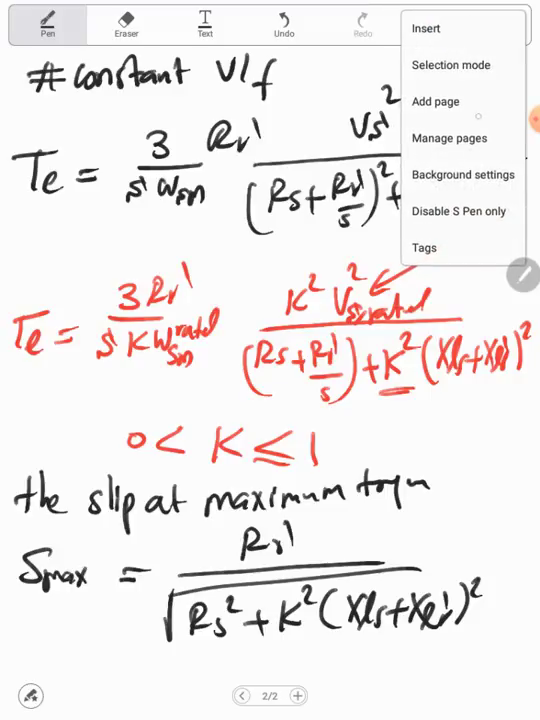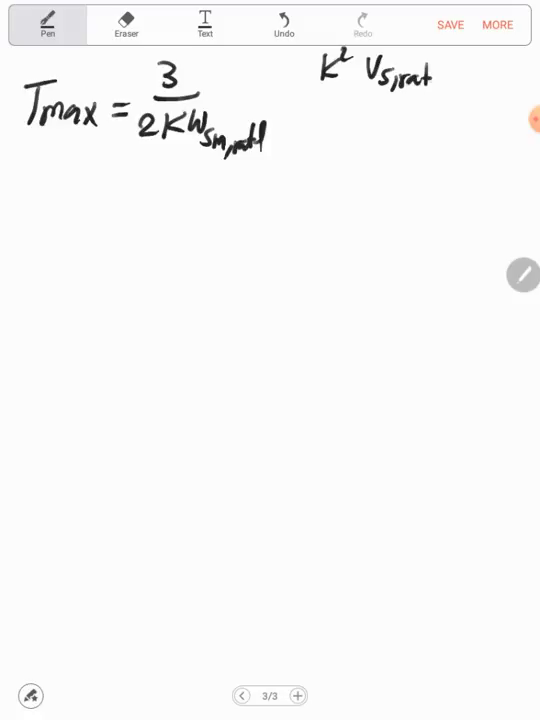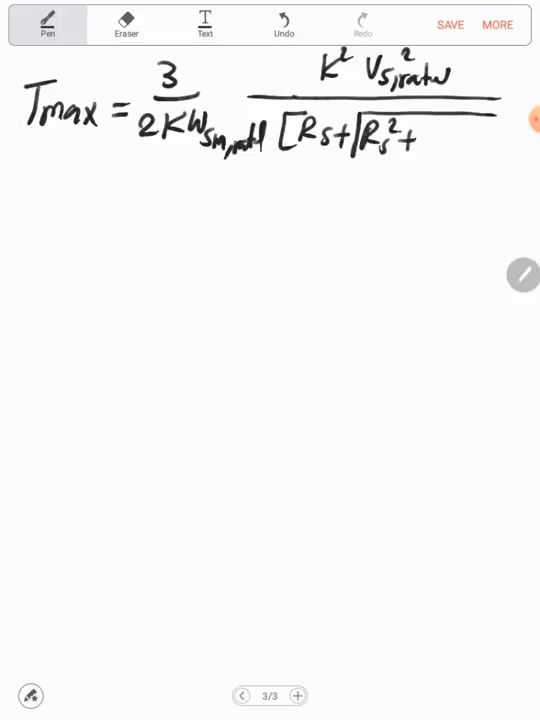In the same fashion, we can write the maximum torque T max, which will equal 3 over 2 K omega S mechanical rated, K squared Vs rated squared over Rs plus the square root of Rs squared plus K squared, the summation of the inductances, X Ls plus X Lr dash, squared.